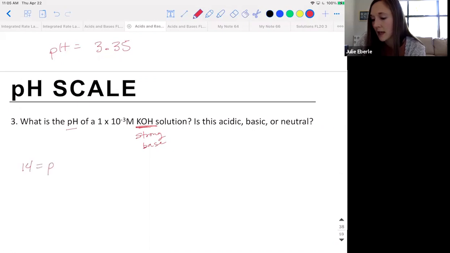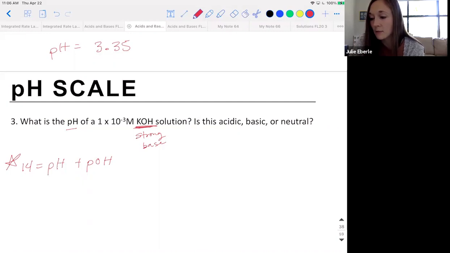14 equals pH plus pOH. Did I write that earlier? I can't remember if I wrote this earlier. I told you how to solve for pOH. I know I wrote that earlier. And I know I wrote what pH is earlier. But I want you to know this equation that the combination of pH and pOH is equal to 14, the max on the pH scale. Okay. So there's a simple way to go about this.